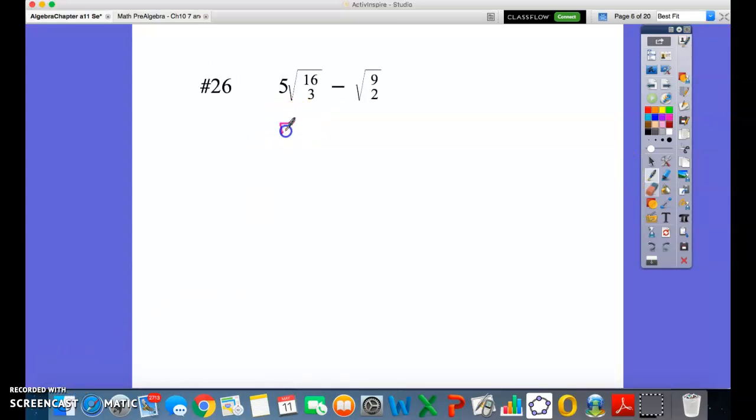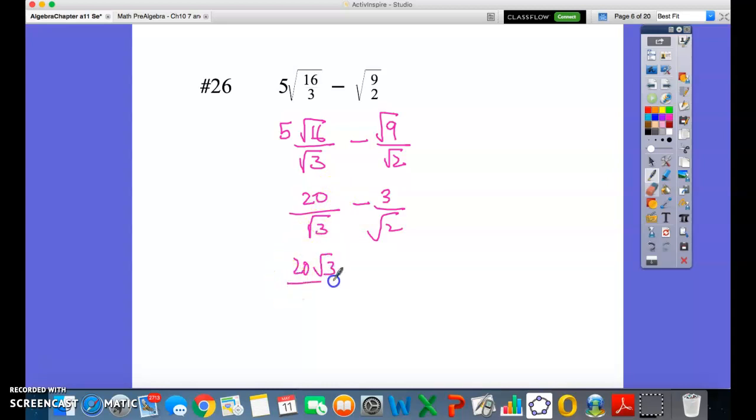So I can rewrite this as 5 times square root of 16 over square root of 3 minus square root of 9 over square root of 2. And square root of 16 is 4. So 5 times 4 is 20. 20 over square root of 3 minus square root of 9 is 3, 3 over square root of 2. So now I'm going to rationalize the denominators individually. So this will be 20 square root of 3 over square root of 3 times square root of 3 minus 3 times square root of 2 over square root of 2 times square root of 2.